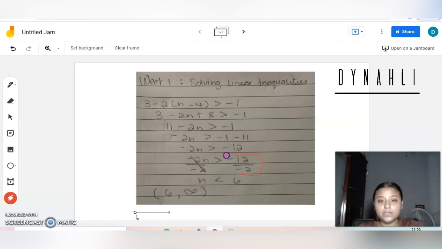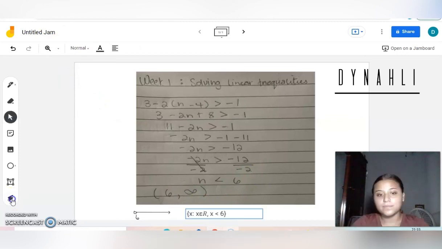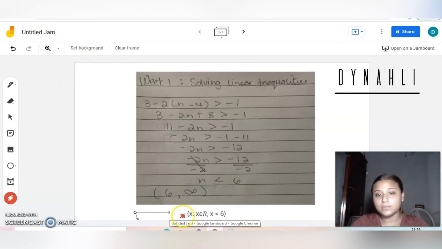And because you divided this with a negative number, you are to invert the sign, so it is no longer n is greater than, but it would be n is less than 6. And the interval notation would be 6 and infinity, and this would be represented on a number line. And lastly, the set builder notation is expressed as this.